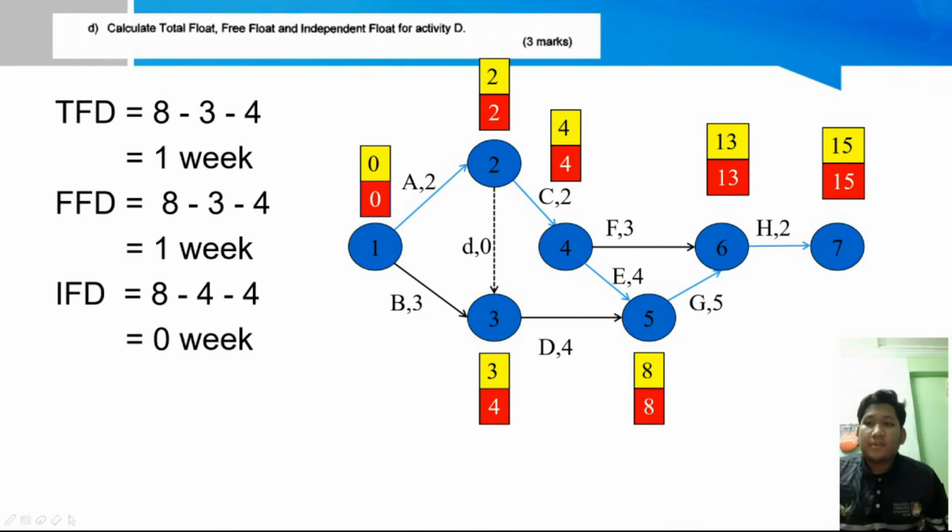And independent float is the time available if an activity start time is delayed at most and finishes at earliest. How to calculate it is the EET from event 5 minus the LET from event 3 and then minus the duration. So we will get 8 minus 4 minus 4 equal to 0 weeks.